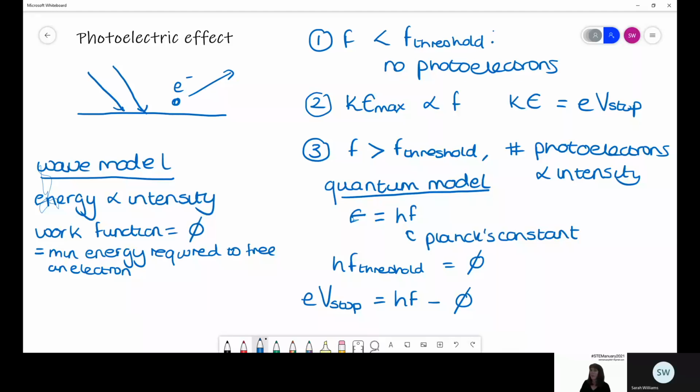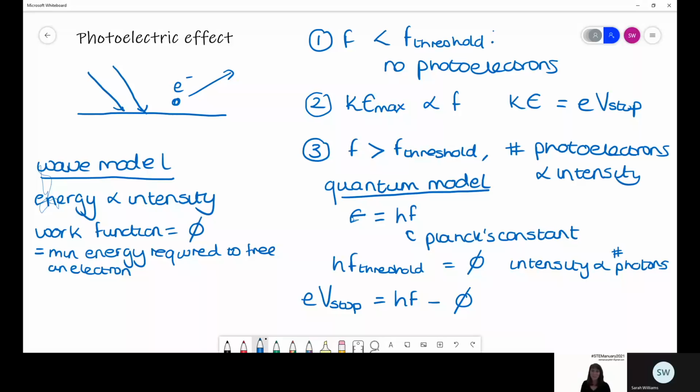To explain the final observation, all we have to realize is that in the quantum model, the intensity will be proportional to the number of photons incident. So again, if the intensity increases, then the number of photons incident will increase. And again, provided they have a frequency high enough to free the electrons, then you'll get more photoelectrons being emitted.